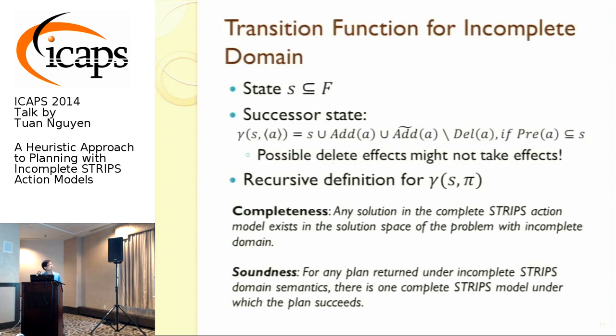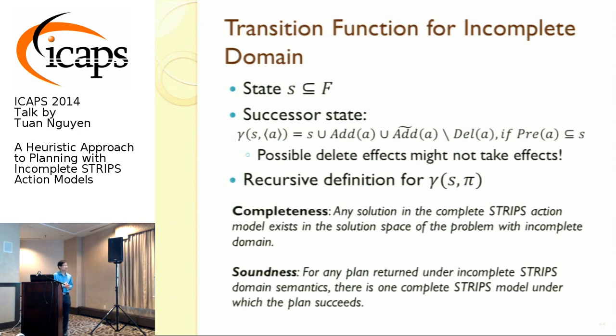And we define the transition function for incomplete domains as follows. Given a set of state S, when we apply an action A, the next state will be defined as S union with all the known add effects and the possible add effects, but minus all the known delete effects. We ignore the possible delete effect because it might not happen. We also ignore the possible precondition because that may not happen, and we don't need to consider that. And the definition for applying an action sequence at a state S can be defined recursively.